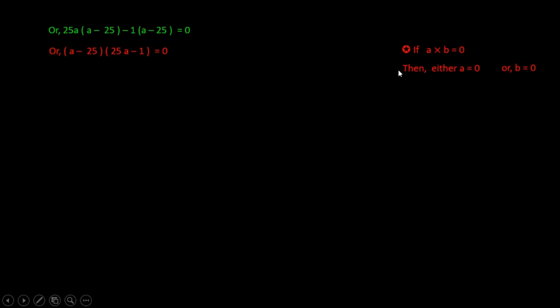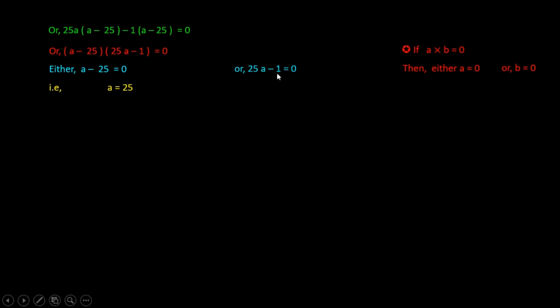So we will use this property here. Either this part, a minus 25, is 0, or the 25a minus 1 part is 0. First we will solve this one. To solve it, 25 is taken on the right side. Its sign is changed from minus to plus when you take it on the right side, and this is the value for a.